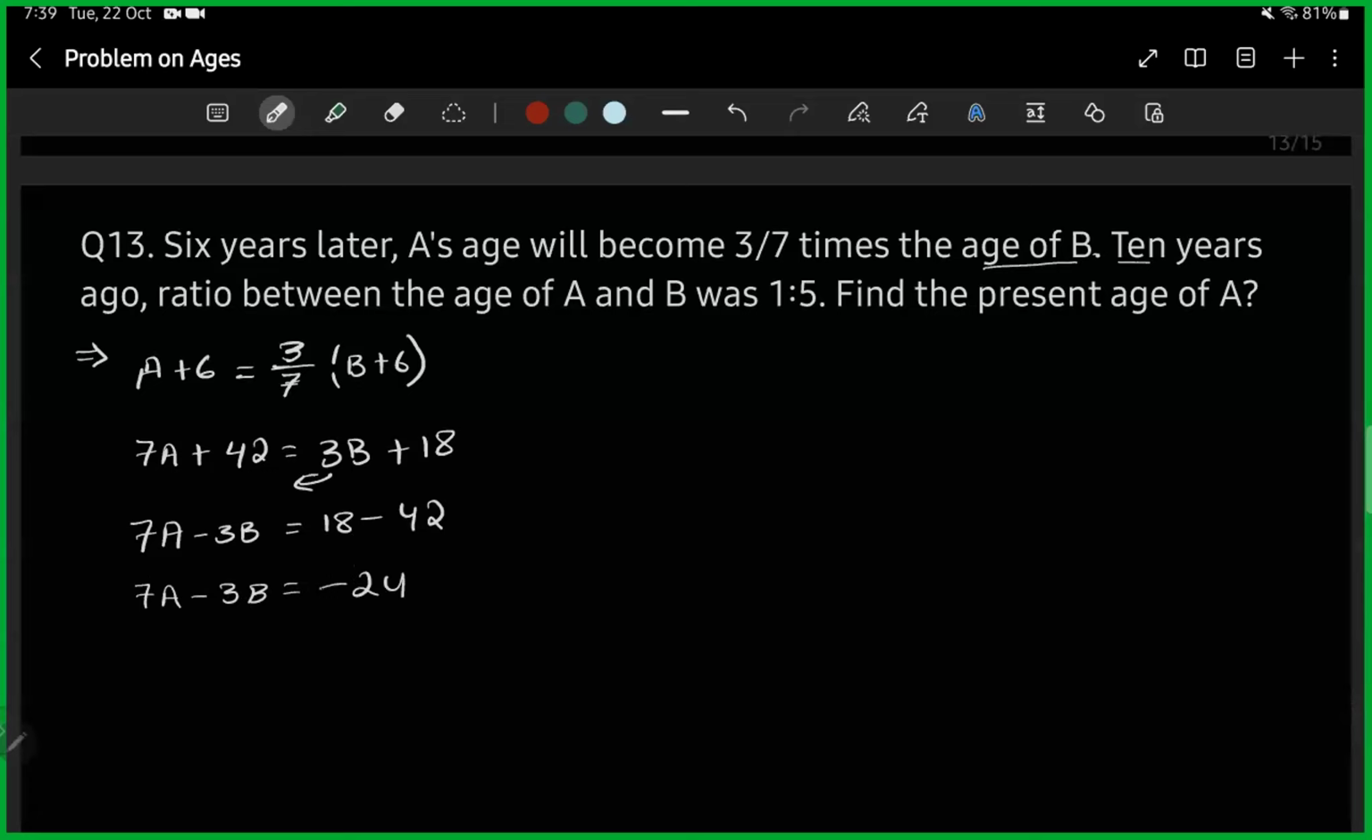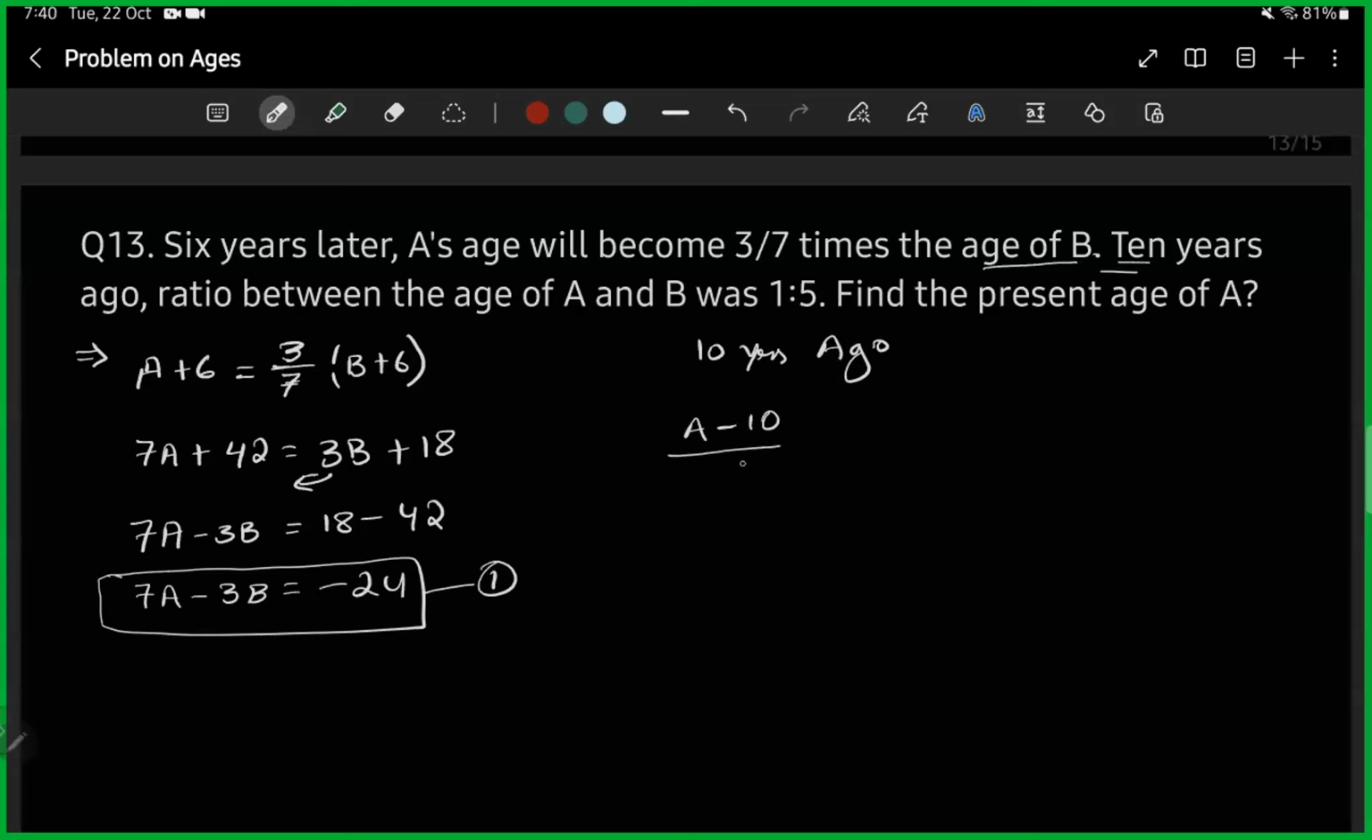Leave it as it is for now. Consider this as equation 1. We cannot deduce this further without writing down the second condition. So the second condition is 10 years ago. Since the ratio is given here, we are going to write this as A minus 10 and B minus 10.